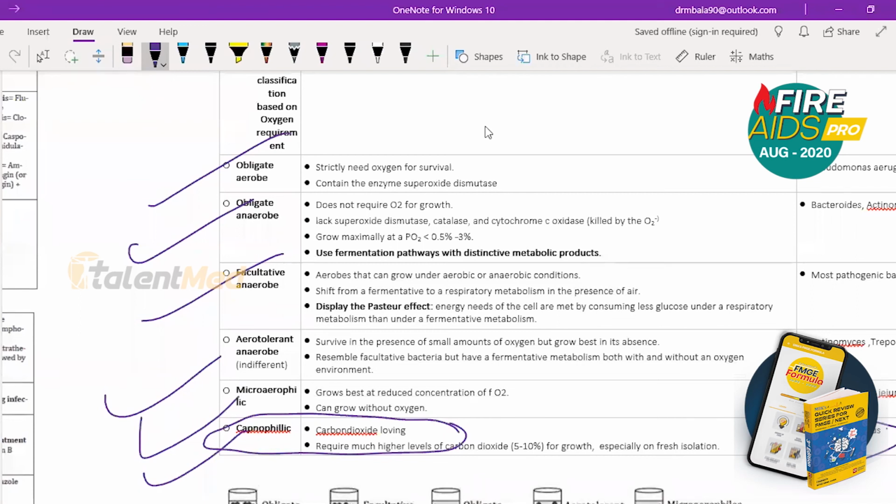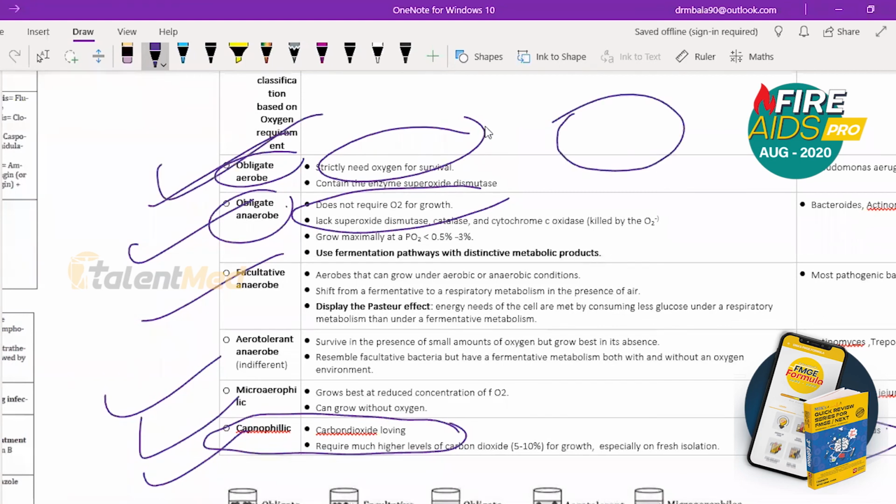Obligate means strictly they need it. Aerobe means they need oxygen. Anaerobe means they don't need oxygen. So when we grow this in culture, for obligate aerobes, there has to be some air in that culture. That's very essential. Whereas for obligate anaerobes, that culture material should be devoid of air. That is very important.